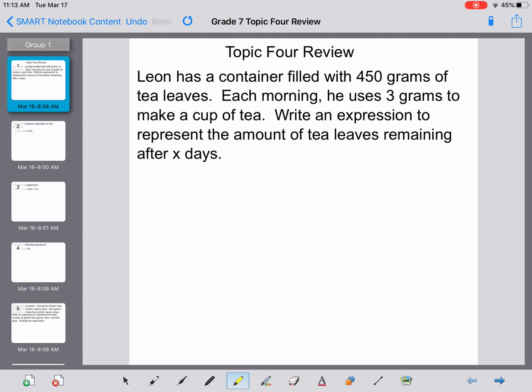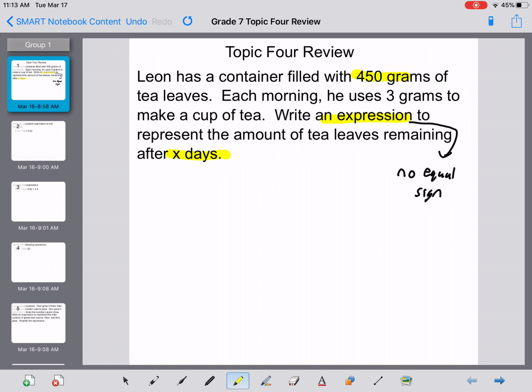The first thing I notice is that it tells me to write an expression. An expression, remember, has no equal sign, so we should not be writing out any equal sign. It also says after X days. Since it says after X days, I know what my variable stands for, so I do not have to label my variable.